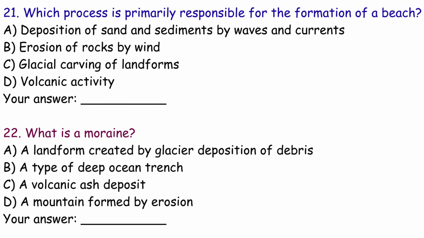22. What is a moraine? A. A landform created by glacier deposition of debris. B. A type of deep ocean trench. C. A volcanic ash deposit. D. A mountain formed by erosion. Your answer.